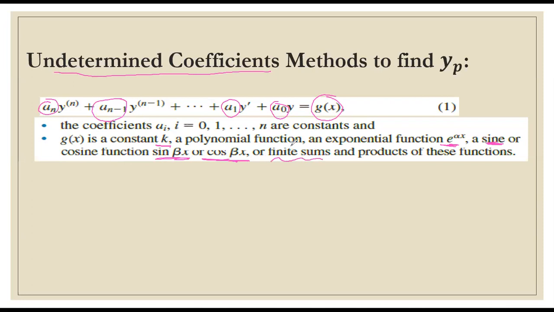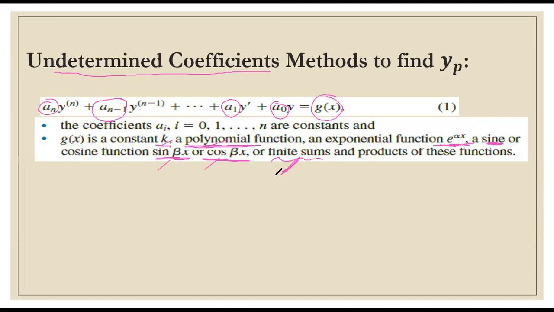I think I missed here the word polynomial. I think all of you know monomial. That means you have x squared, x to the power 3, and so on. So if it is a constant, polynomial, sine, cosine, exponential function, and maybe a sum of those functions.